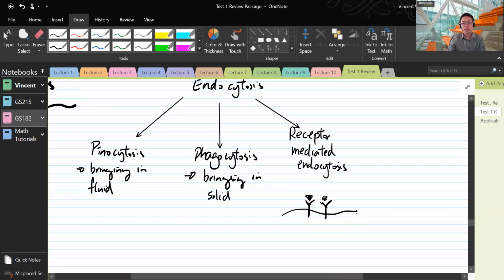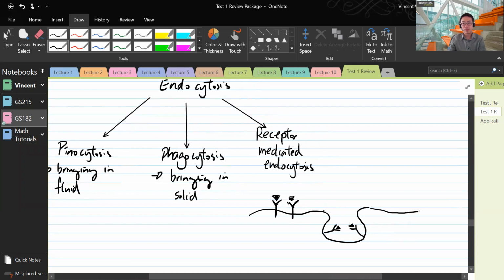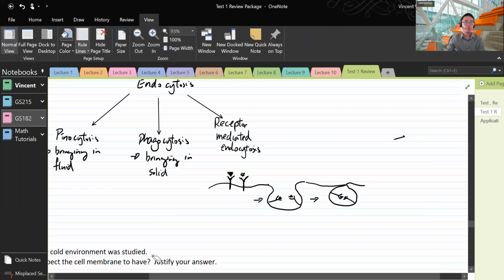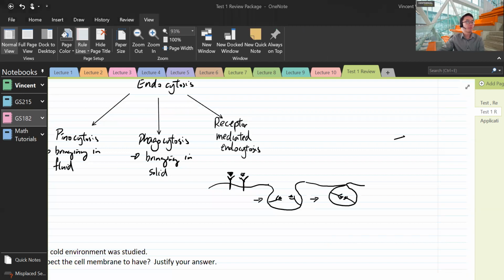And then the next thing that will happen is the surrounding area will cave in, right? Along with the little triangle thing you're trying to bring in. And then eventually it will close off. And now you bring it in. Okay, so this is called receptor-mediated endocytosis. It happens all over the body. Any question about bulk transport before we move on?